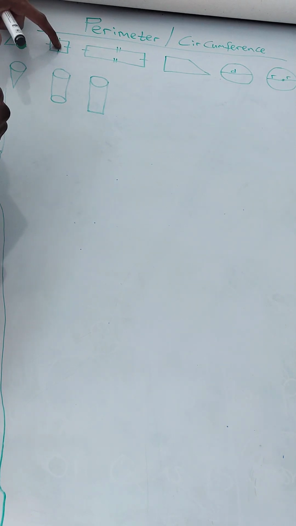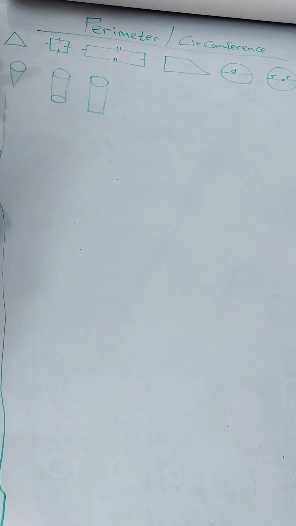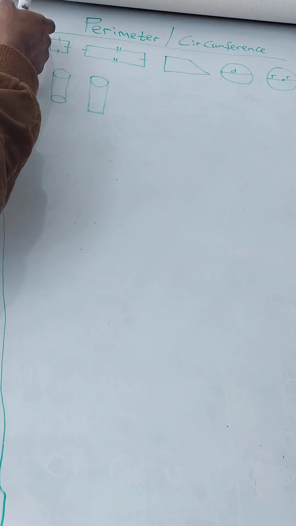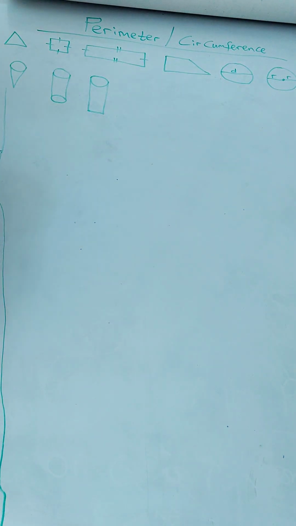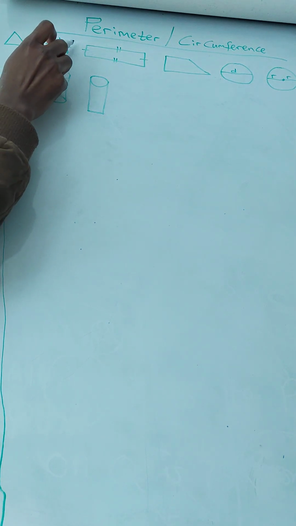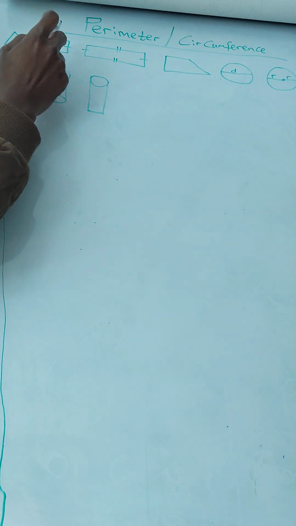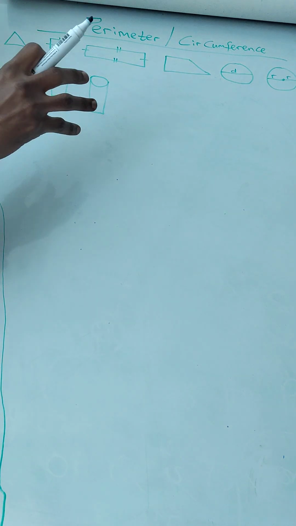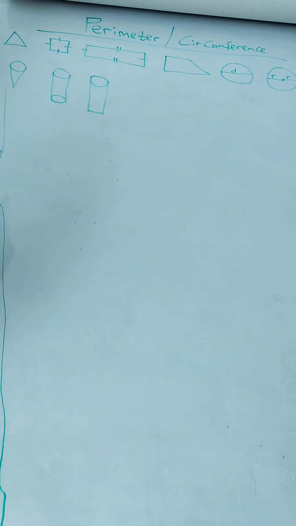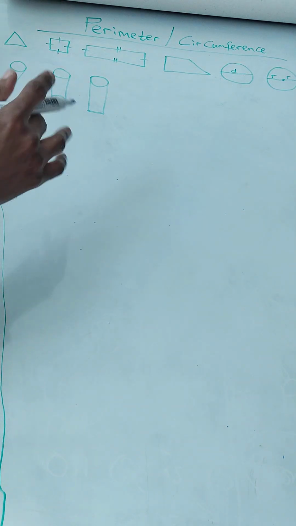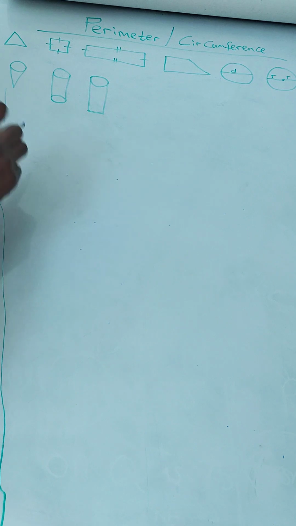For a square, all the four sides are equal. So the four sides is the same thing as L plus L plus L plus L, because if one of the sides is L, since they are equal, the other sides will also be L. So you have to understand the fundamental properties of different shapes to be able to find their perimeter or their circumference. The other one is rectangle.